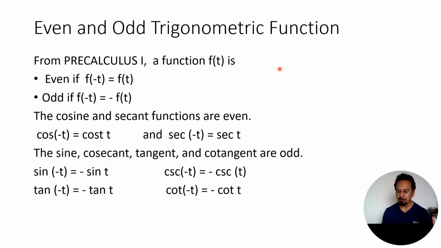Even and odd trigonometric functions. From calculus 1, a function f of t is even if f of negative t is f of t, and it is odd if f of negative t is negative f of t. So the cosine and secant functions are even, and therefore cosine of negative t is cosine of t, and secant of negative t is secant t. The sine, cosecant, tangent, and cotangent are all odd, which means sine of negative t is minus sine of t, cosecant of negative t is minus cosecant of t, tangent of negative t is negative tangent t, cotangent of negative t is minus cotangent t.